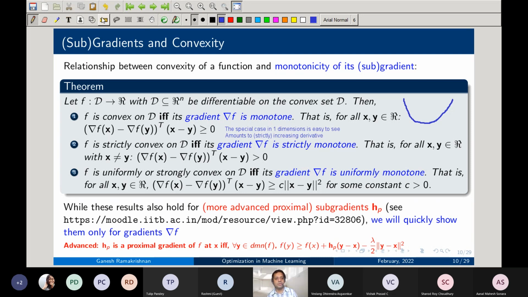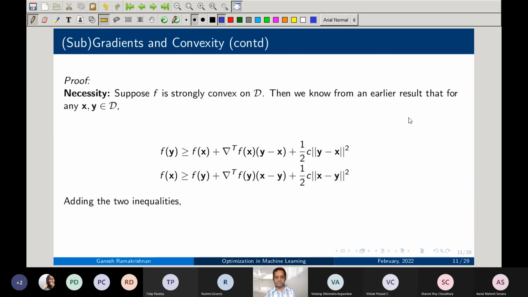Okay, that's what I've tried to show on the right hand side here. I'm not going to go over all of these proofs, but as homework, you can look at these. I've also provided them in the Moodle notes. For necessity, I'm going to run through it very quickly. If it's strongly convex, we start with the strongly convex case, write down, and I just add these inequalities.